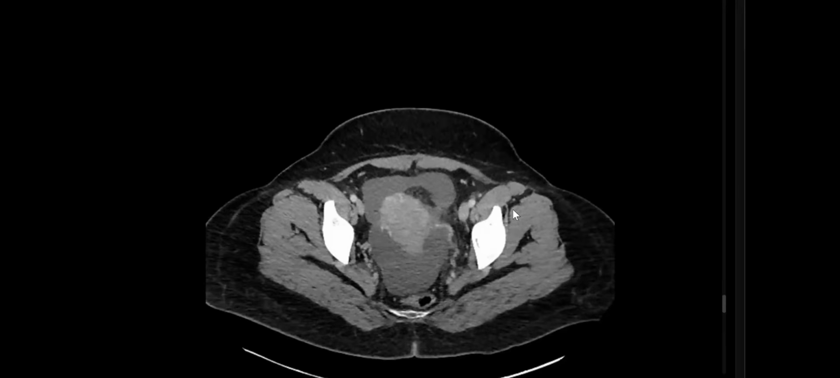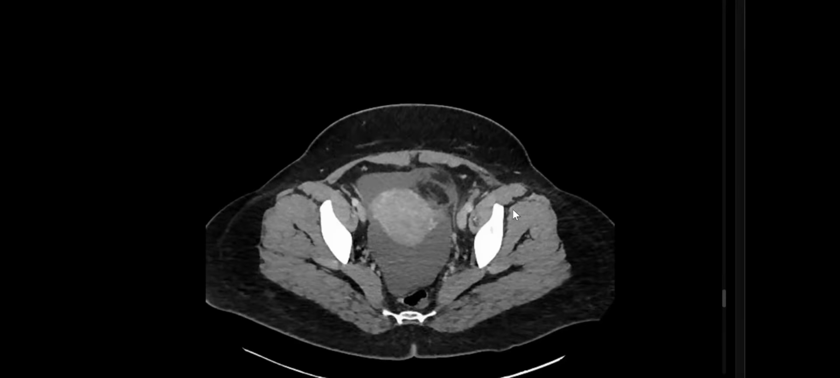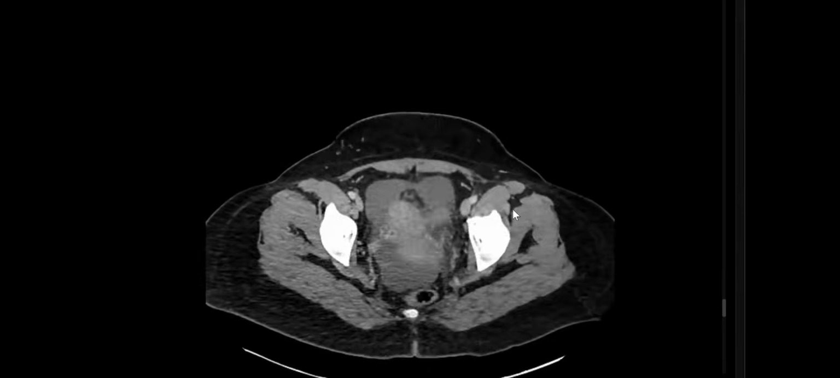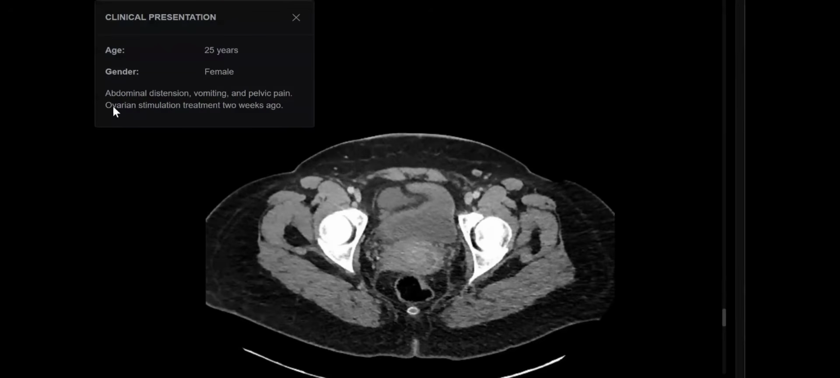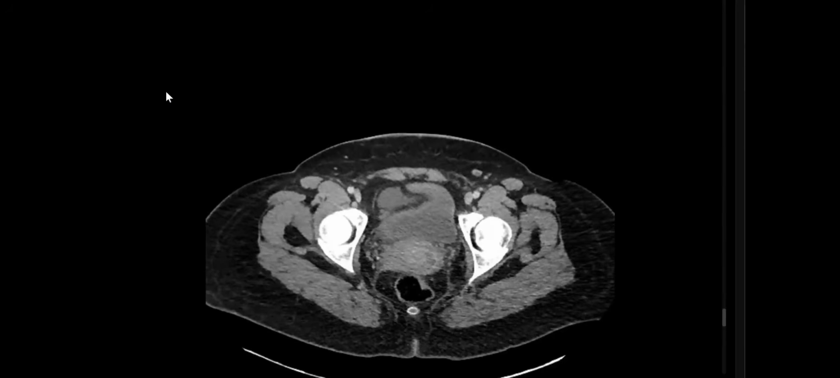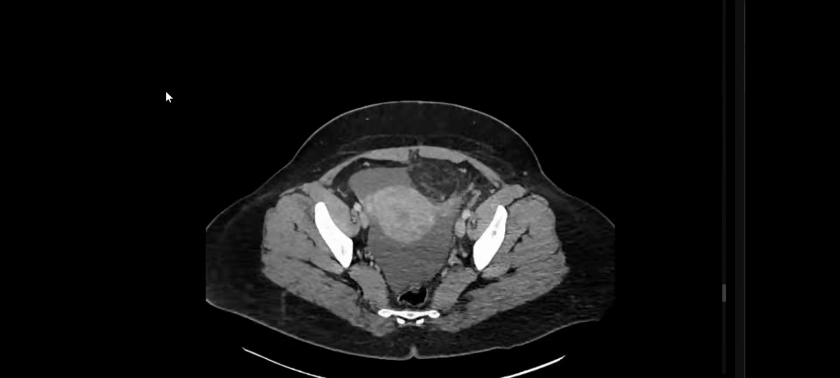I would like to ask for any additional history: if the patient has amenorrhea and if the patient has taken any ovulation induction. Excellent. Let's see the history. Ovarian stimulation treatment 2 weeks ago. Excellent, excellent, my friend. So what is your suspicion now?